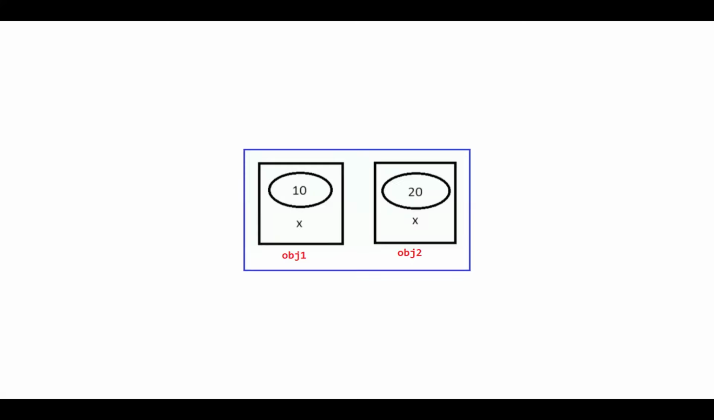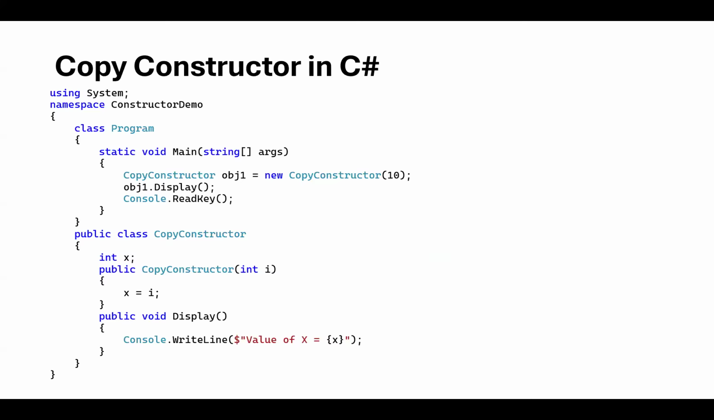And for better understanding, let's look at the screen. We have two separate objects, object 1 and object 2, and each x has its own value, 10 or 20. If we want to create multiple instances with the same value, we need to use a copy constructor.